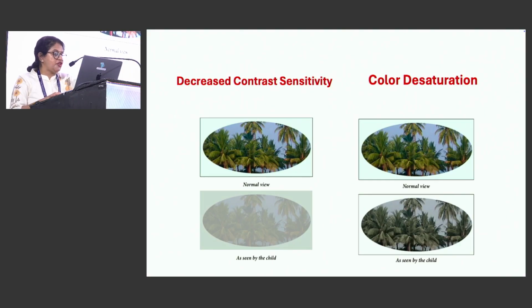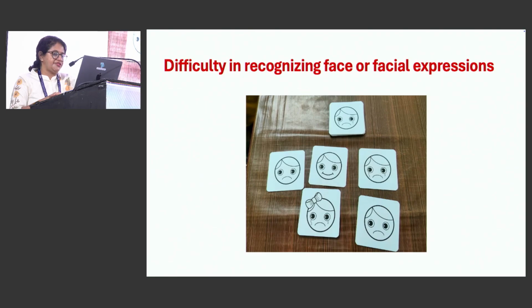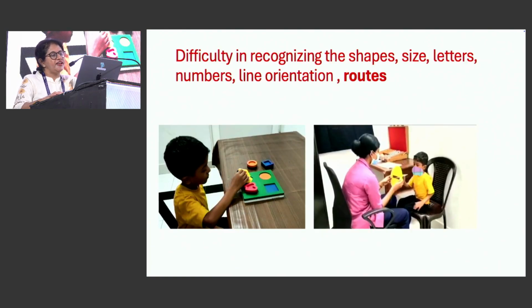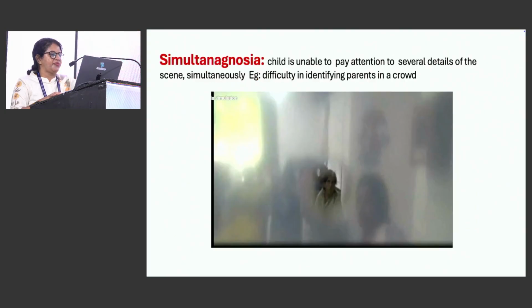There can be decreased contrast sensitivity, abnormal color desaturation, and difficulty in recognizing faces or facial expressions. That's another important thing. And difficulty in recognizing shapes, size, letters, line orientation, routes, etc.